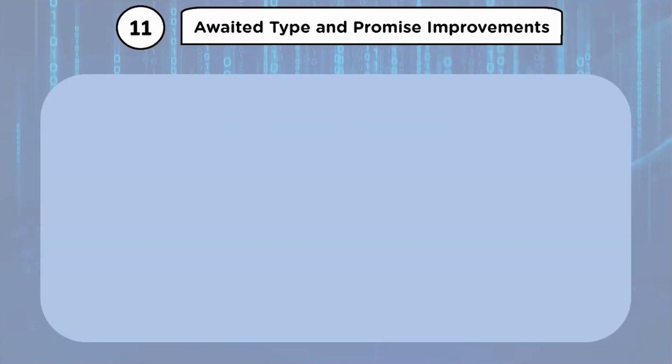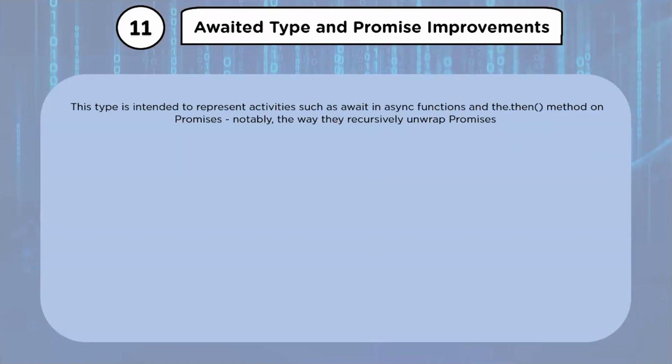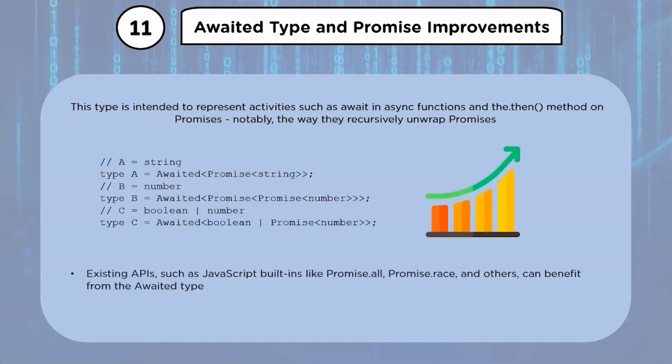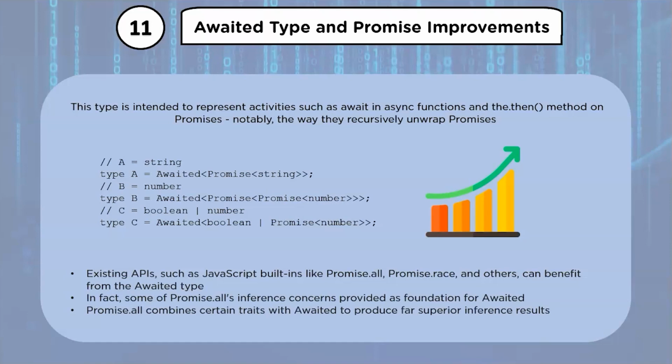Awaited type and Promise improvements. The Awaited type is the new utility introduced in TypeScript. This type is intended to represent activities such as await in async functions and the then method on promises, notably the way they recursively unwrap promises. Existing built-in JavaScript APIs like Promise.all, Promise.race and others can benefit from the Awaited type. In fact, some of the Promise.all inference concerns provided the foundation for Awaited. Promise.all combines certain traits with Awaited to produce far superior inference results.